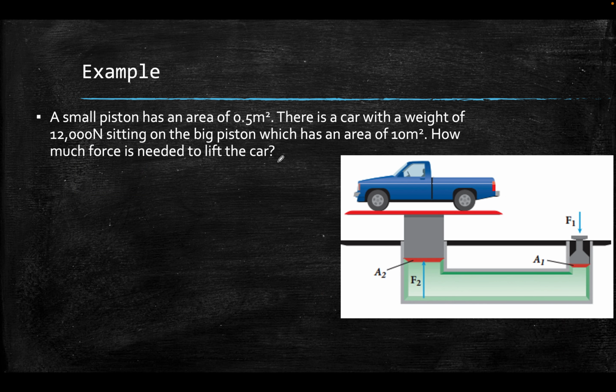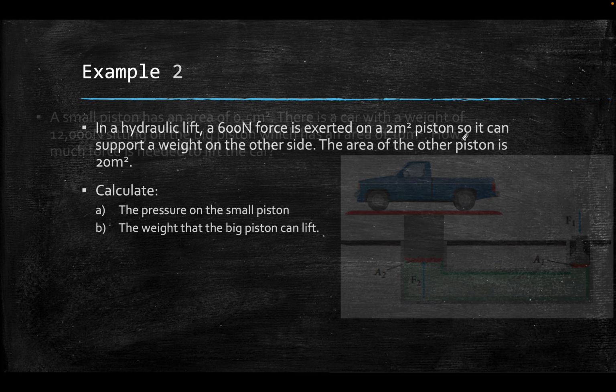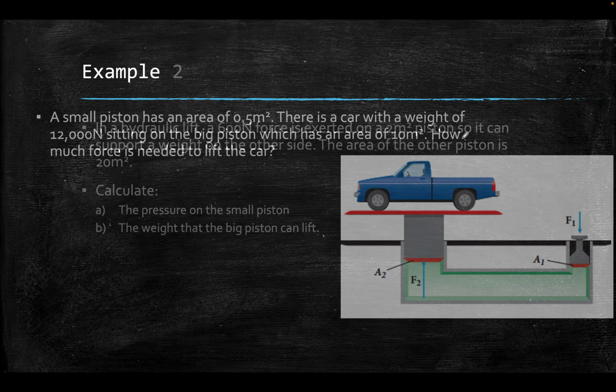And an example: a small piston has an area of 0.5 meters squared. There's a car of a weight of 12,000 newtons on the big piston. It's already in newtons for us. Otherwise we'd have to do W equals mg if it was a mass. But it's newtons, it's fine. It has an area of 10 meters squared. How much force do we need to lift the car?